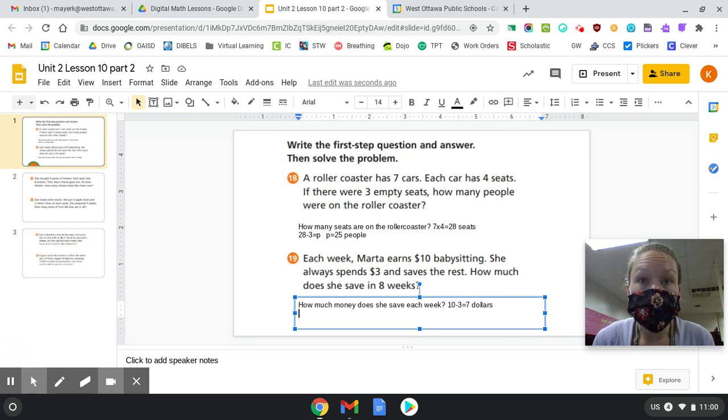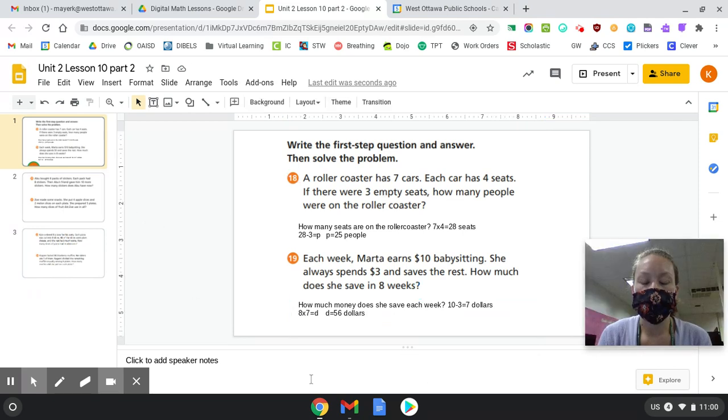So when you hear that word each, your brain should go, oh, this sounds like it's going to be multiply or divide. I know we have 8 weeks and $7 each week. That's 8 groups of 7. So that is times. 8 times 7 is going to equal D for dollars. How many dollars she saves in all. Let me push my space button a couple times. D is going to equal, once you solve 8 times 7, you get an answer of 56, and that is dollars.